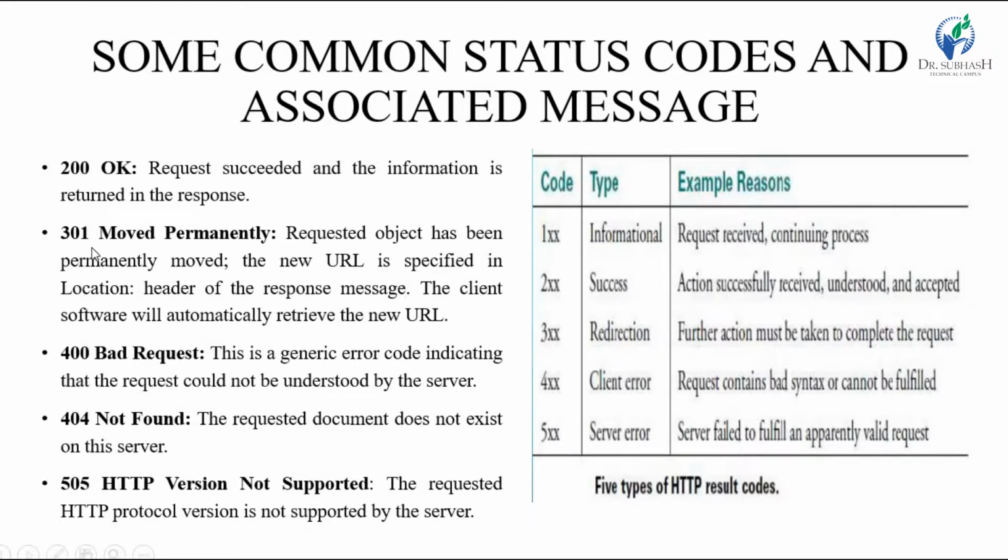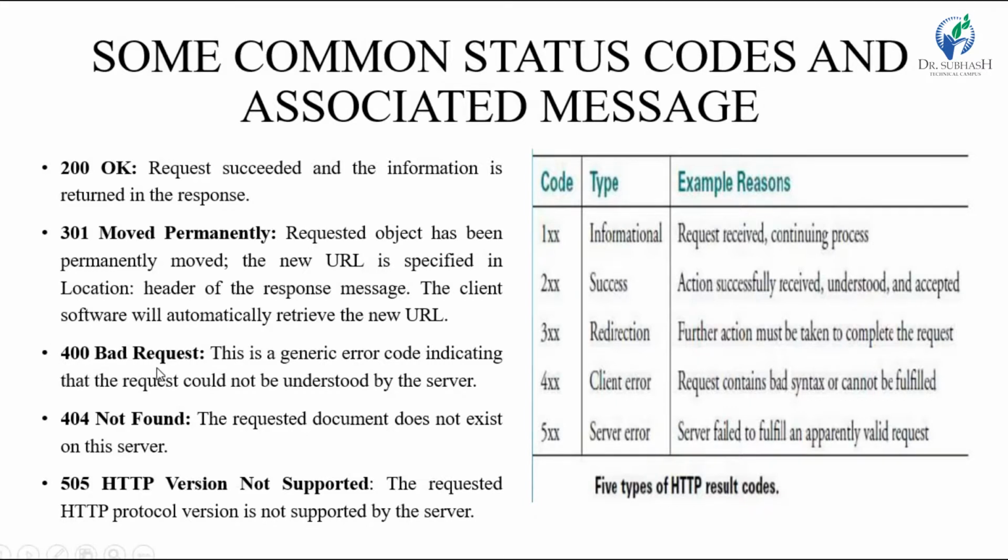Next is 301. It means moved permanently. Whatever object you are requesting has permanently moved from the current directory you are looking for to some other directory. So the new URL is specified in the Location header of your response message. Whatever the new URL where it has been moved, that URL is sent in the header of your response message. The client can retrieve that resource from the new URL.